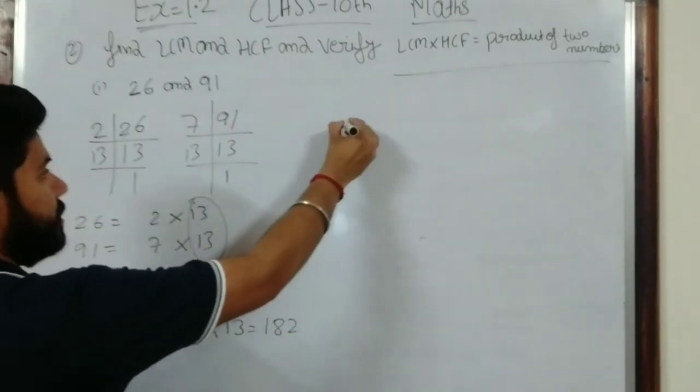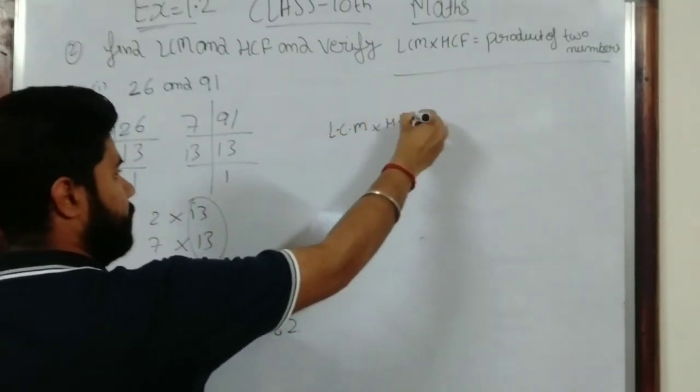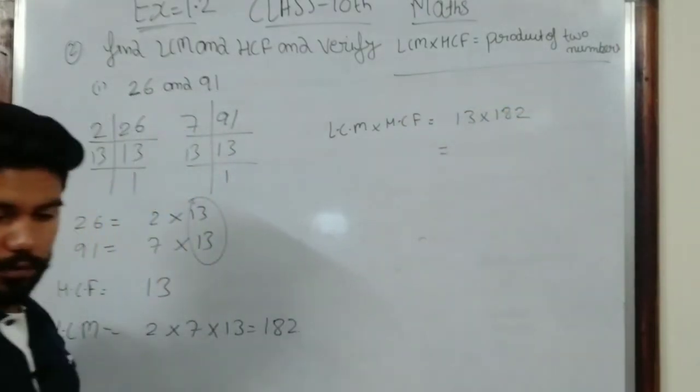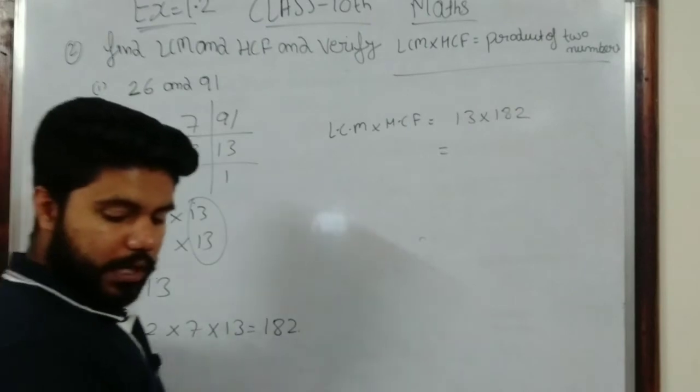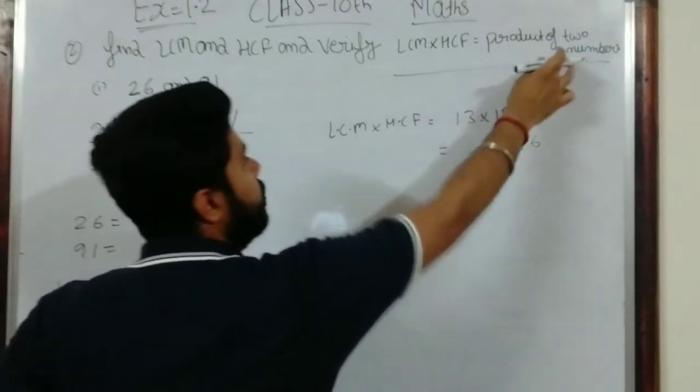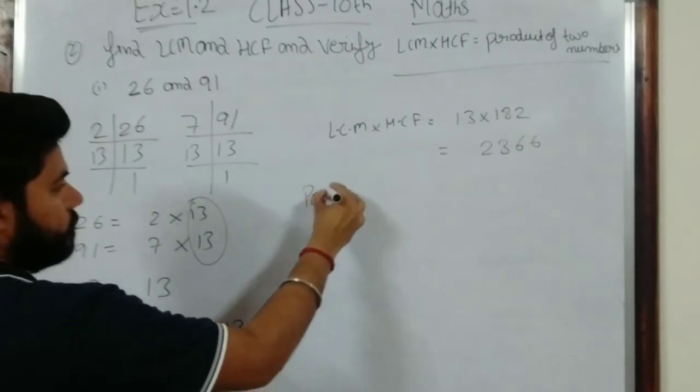So we have to verify this rule. What we do is LCM multiplied by HCF. What will be the answer when 13 is multiplied by 182? When we multiply 13 with 182, the answer is 2366. And second, the product of two numbers.